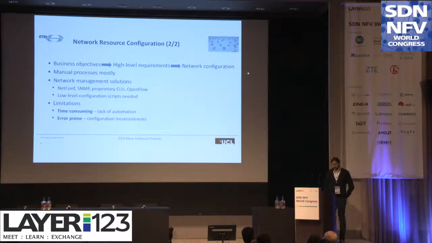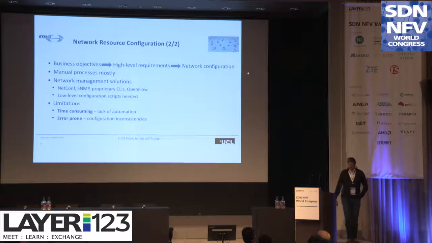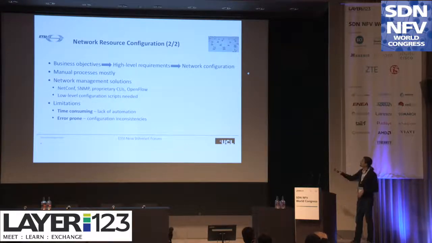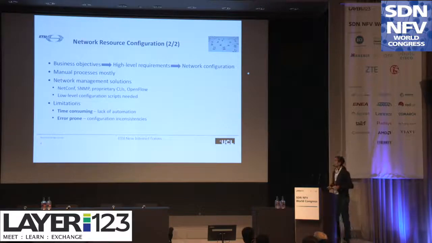So network configuration is a result of business objectives, which are represented by high-level requirements. This process of deriving network configurations is mostly a manual process. So we go from business objectives that come from the administration of a company. These are somehow represented with high-level requirements. They end up with network administrators, who then have to come up with scripts that configure the network. And this process is cumbersome.